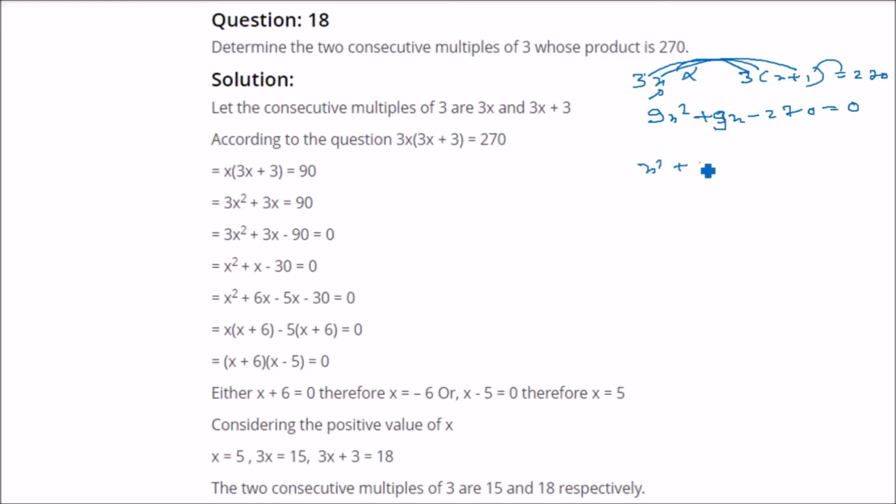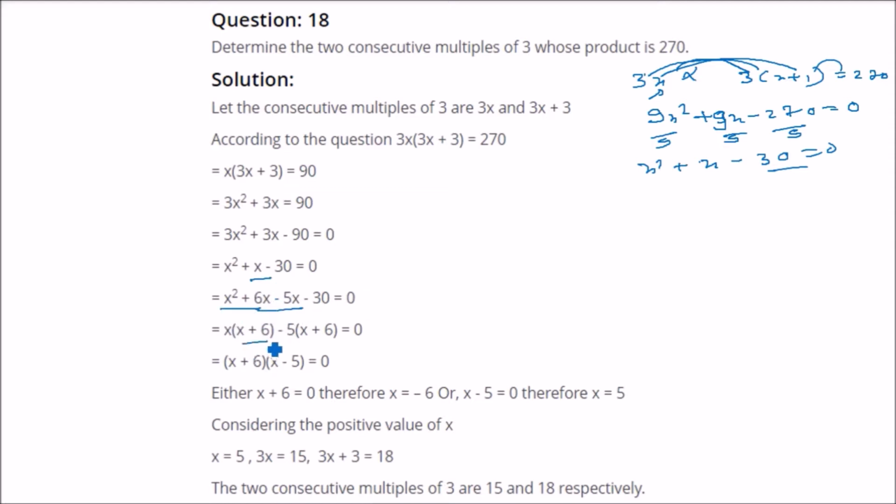So x square plus x minus 30. 9 3s are 27, so 270 divided by 9 is 30, equal to 0. So x square plus x minus 30. 30 can be written as 5 into 6. So this can be written as x square plus 6x minus 5x.